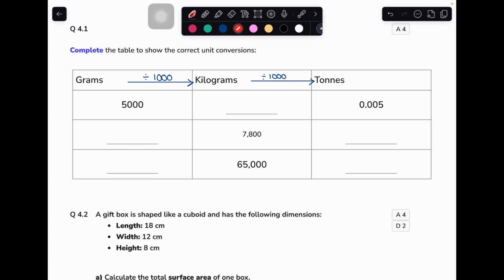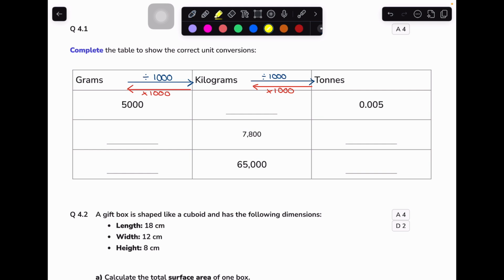Okay, so what this means is if we're working the other way, it would be the opposite. So it would be multiplied by 1,000, and then the same thing here, multiplied by 1,000. Okay, so let's fill in our table.